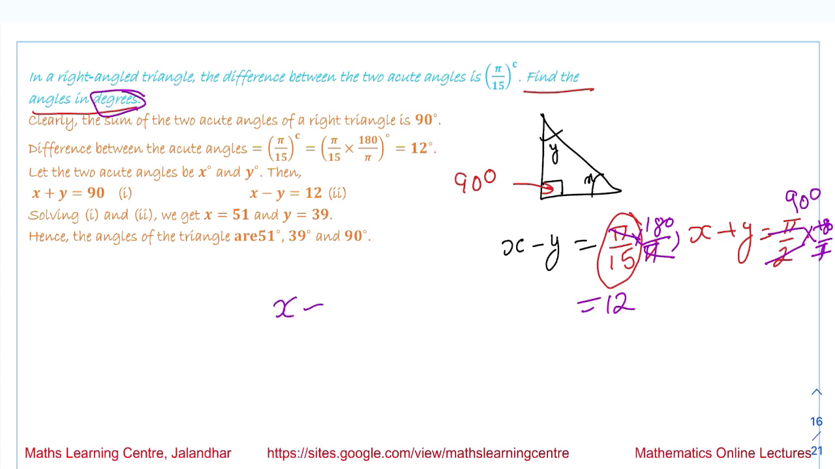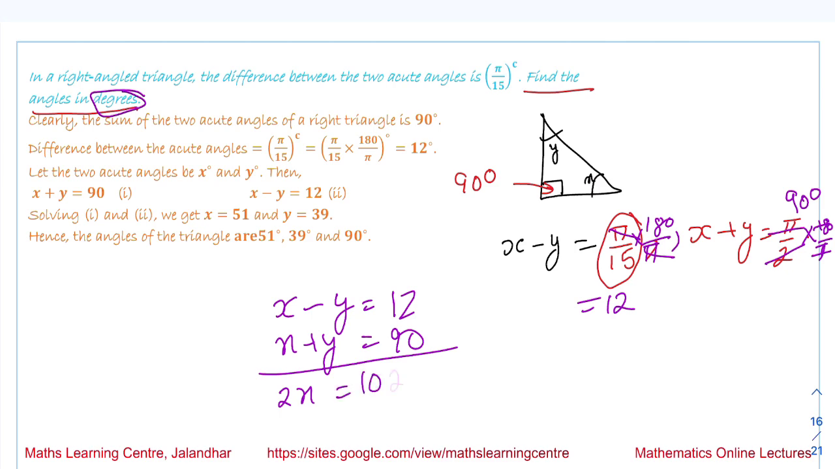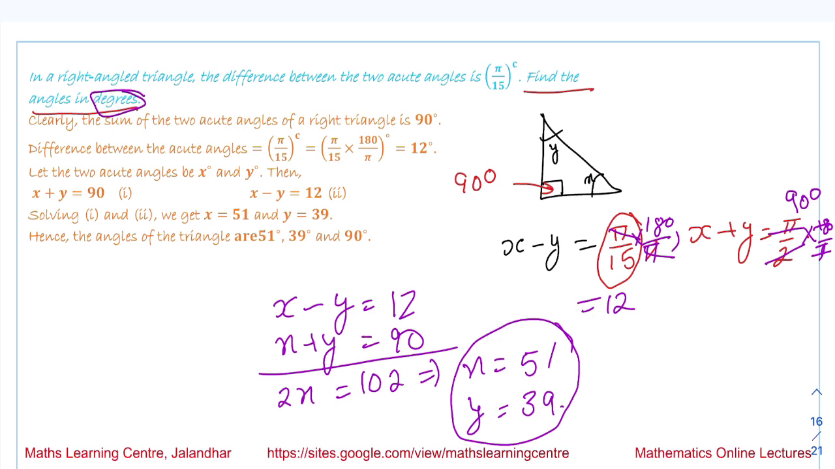So the equations we have are x minus y is equal to 12 and x plus y is equal to 90. Adding these two equations, we get 2x is equal to 102. So this implies x is equal to 51, y is equal to 39. So the three angles that we have are 51, 39 and 90 degrees.